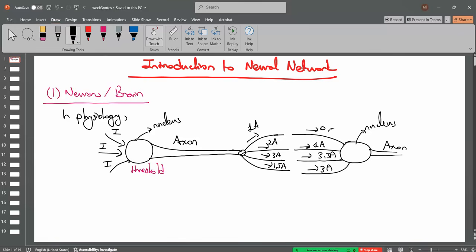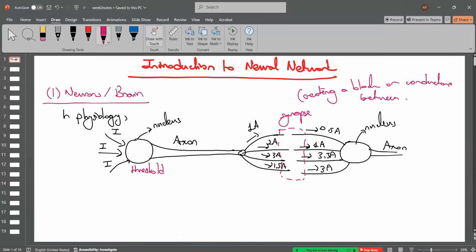But what's the difference between these currents? We have some special connection in here, which we call it the synapse, okay. And so this creates conductance between neurons. Either we can make this current stronger, or we can weaken this current based on this connection, okay.